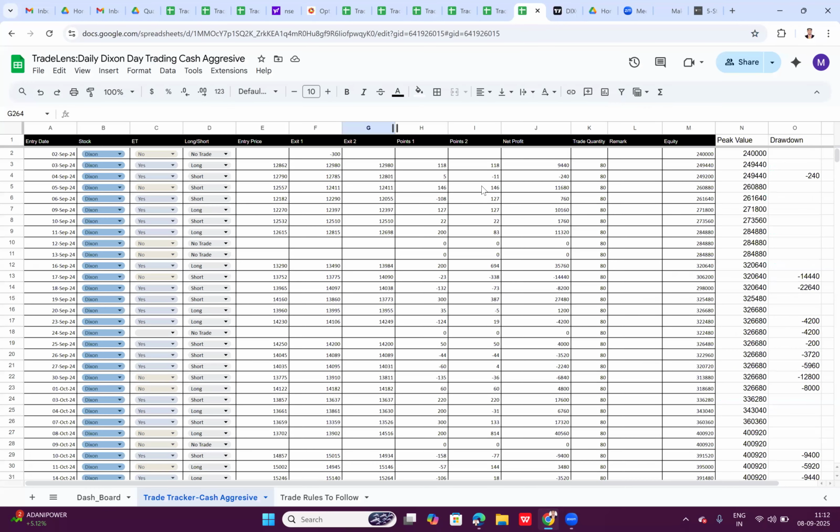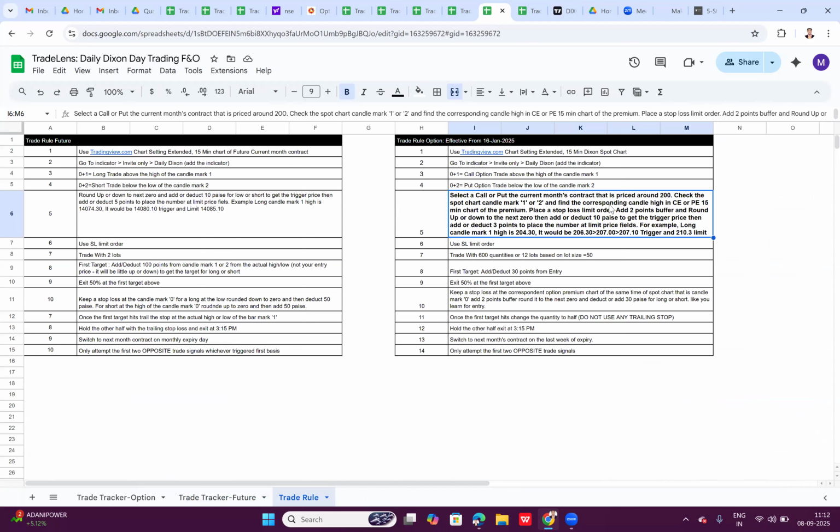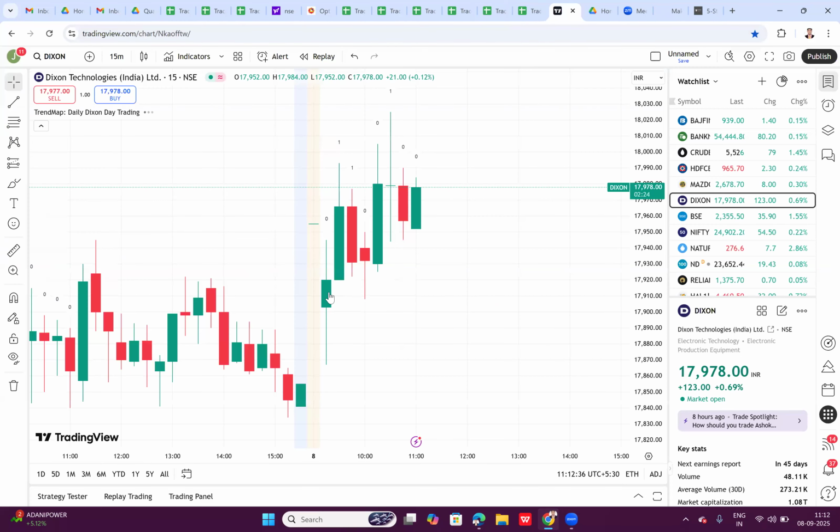So we have to select the strike price of the call option, because we have a 0+1 setup. And as per the 0+1 setup, we have to select a strike price which has a premium of approximately 200, and we have to open the option chart in the 15-minute time frame. Then we have to check the high of the second candle of the option chart, because we have the 0+1 setup on the first two candles. In the spot chart, we got 0+1 on the first two candles. Therefore, in the option also, we will place entry as per the one candle.